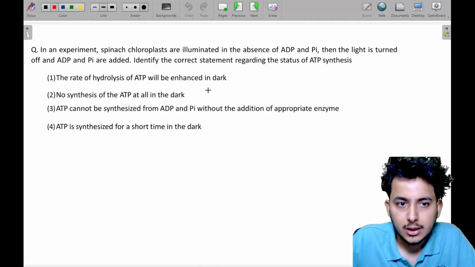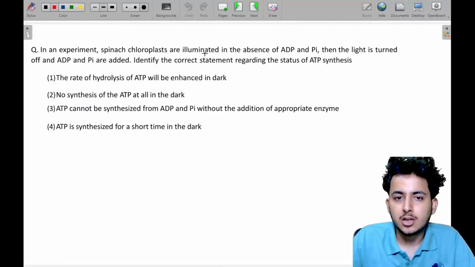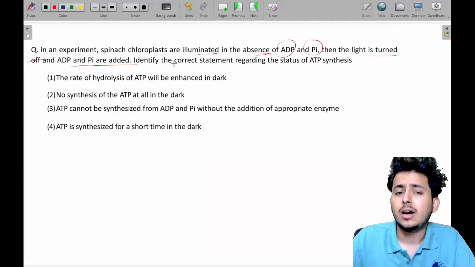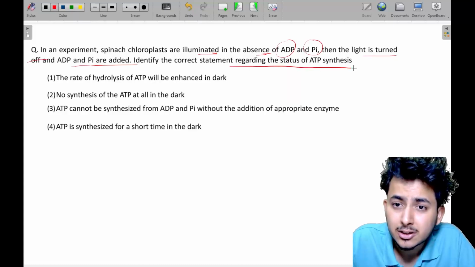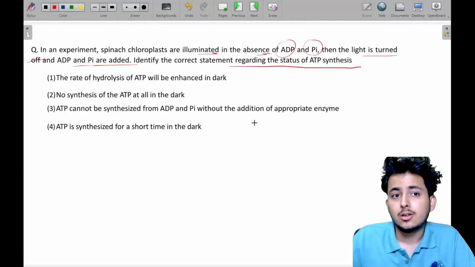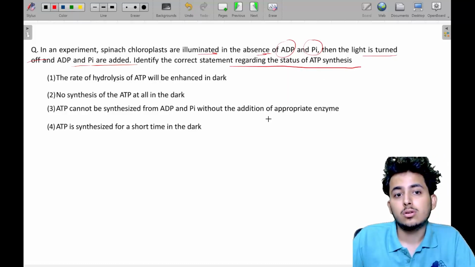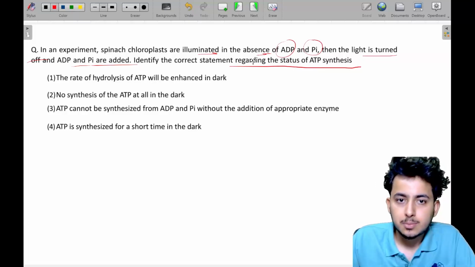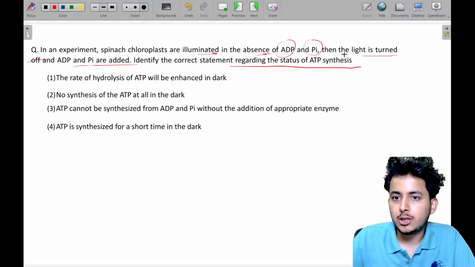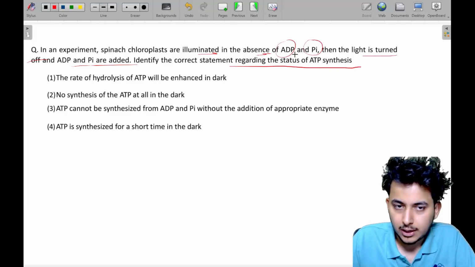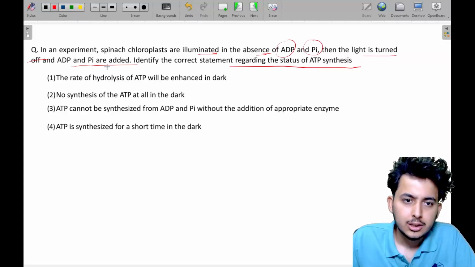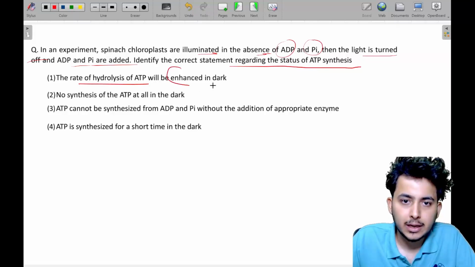Then in an experiment, spinach chloroplasts are illuminated in the absence of ADP and Pi. Then the light is turned off and ADP and Pi are added. Identify the correct statement regarding the status of ATP synthesis. So what will happen? Basically, the spinach chloroplasts are illuminated, the light is turned off, and then ADP and Pi are added. Now, the rate of hydrolysis of ATP will be enhanced in dark.